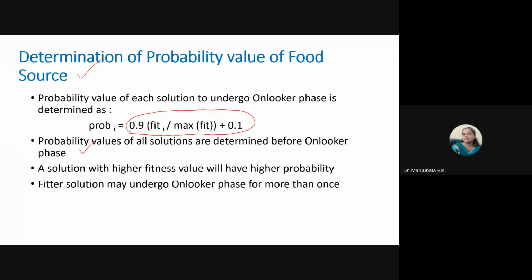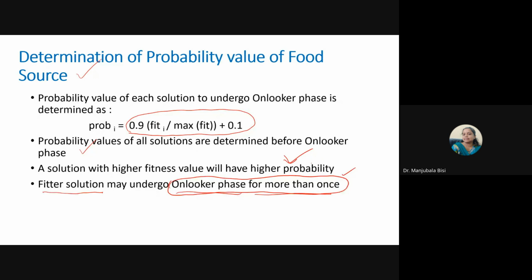A solution with higher fitness value will generally have a higher probability. So higher probability means that the fitter solutions may undergo the onlooker phase more than once. These things we will see whenever we solve the example. You can understand how the solution having the higher probability is undergoing the onlooker phase more than once. We will see that in the example. I will explain how it is happening.